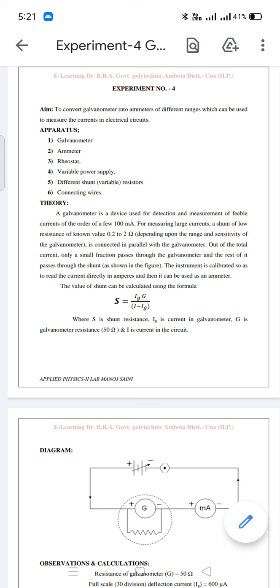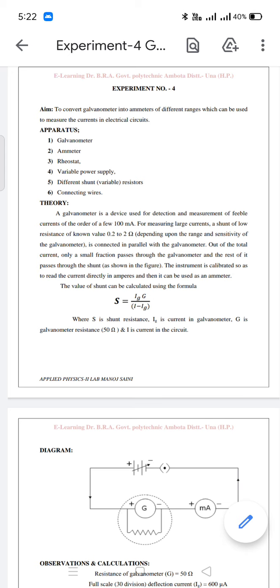Then different shunts. A shunt is a low resistance when connected in parallel to the galvanometer. When we use a low resistance parallel to the galvanometer in a circuit, then this is known as a shunt. And when we apply a shunt, then a galvanometer is converted into an ammeter. Then connecting wires.